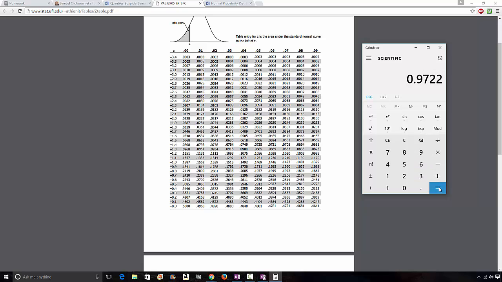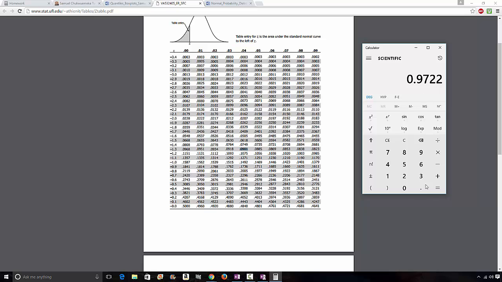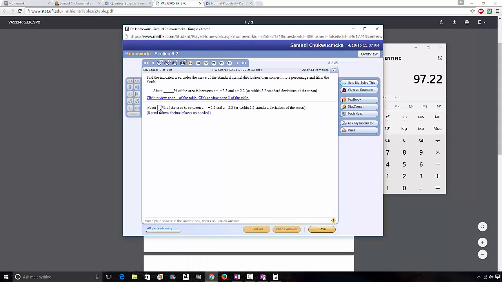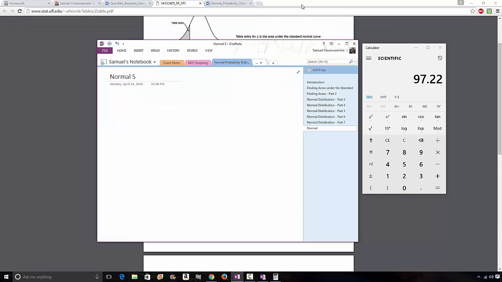0.0139, equal to, so that is 0.9722. Convert it to percentage is, of course, 97.22%. Okay, and the 1 is to 2 decimal places, so this is 97.22. That's it. Normal distribution. 3 more questions, then we call it a night.